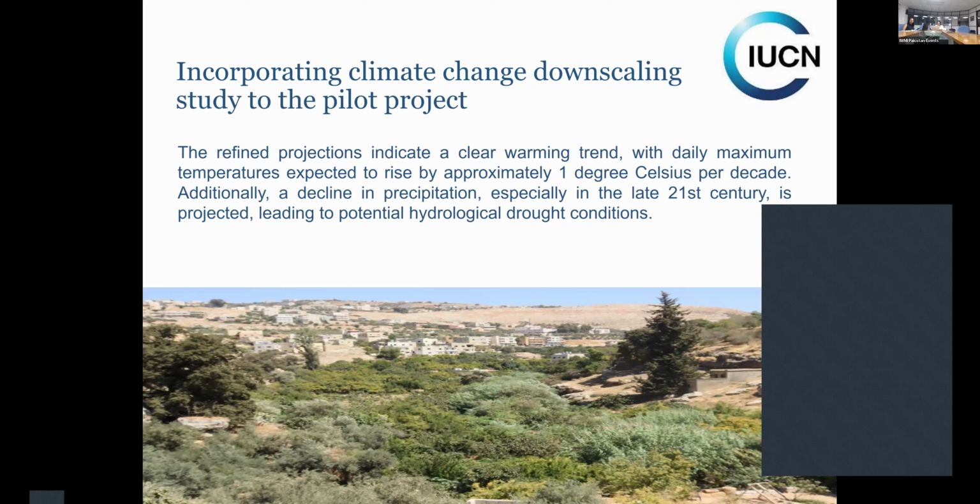Also scaling and replication, as we can consider the pilots as a model. After evaluating the pilot success, the approach can be scaled and replicated in similar regions using downscaled climate data to inform each intervention.